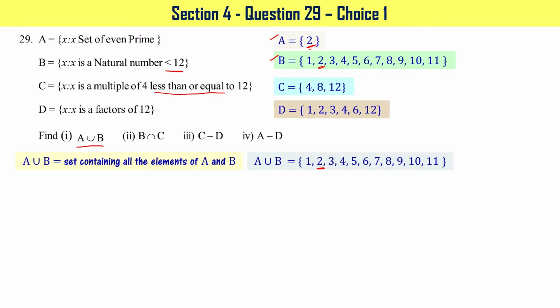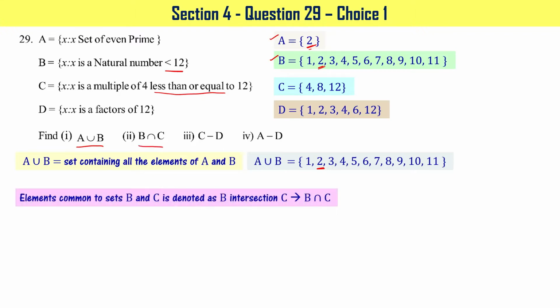Now let's go to B intersection C. Elements common to sets B and C are denoted as B intersection C. It is about the elements common to set B and set C. Now set C has the numbers 4, 8 and 12, whereas set B has 4 and 8 but 12 is not there. That's why B intersection C is going to have only 4 and 8. Let's write that. B intersection C is a set containing elements 4 and 8.